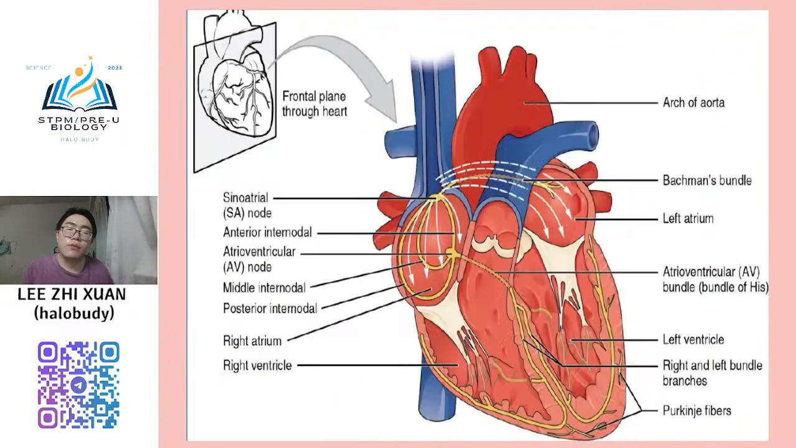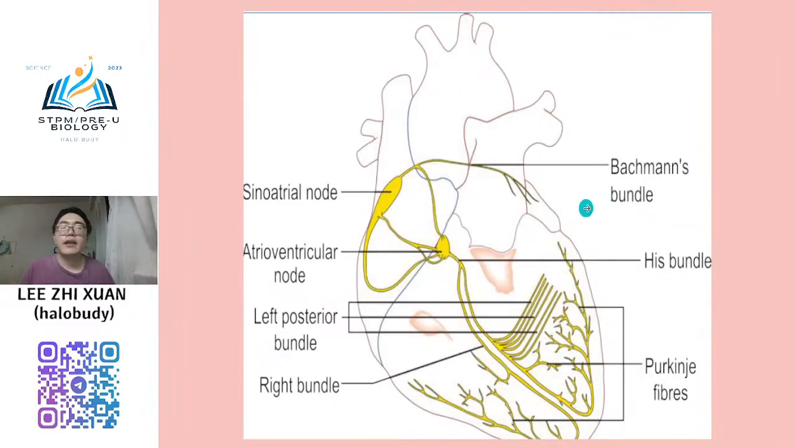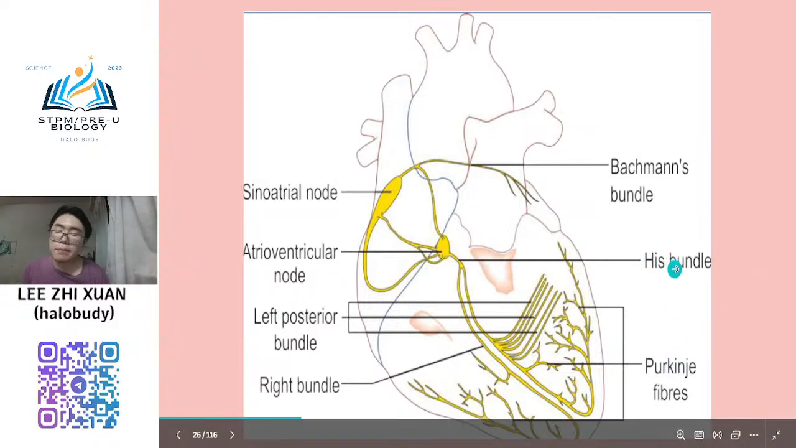Okay, in heartbeat initiation there are certain key things you need to know. Sinoatrial node, another name is known as pacemaker, right? Sinoatrial node, and then atrioventricular node, bundle of His, and then another one is Purkinje fiber. So these are the four things you need to know.